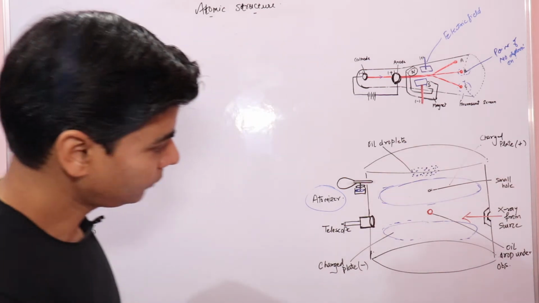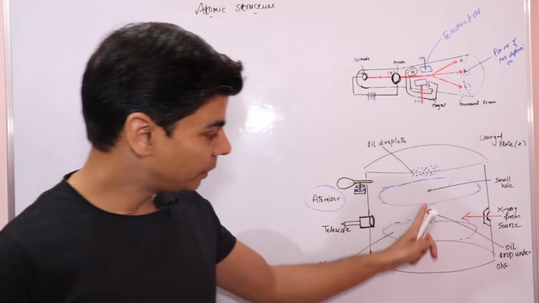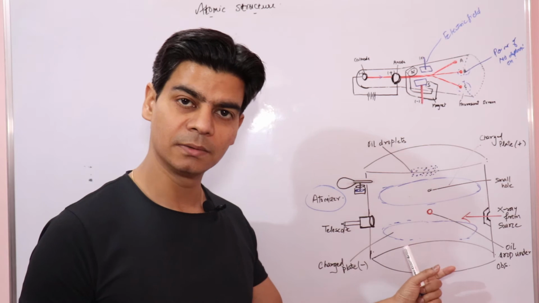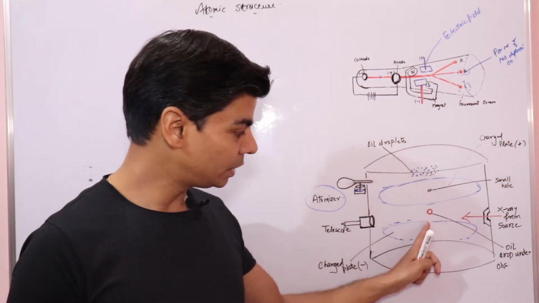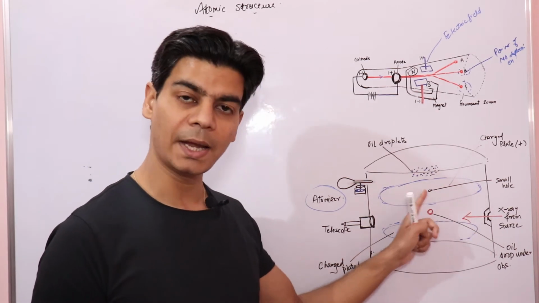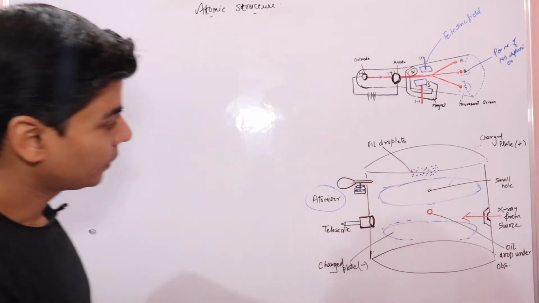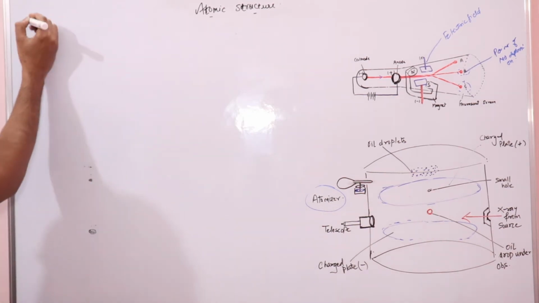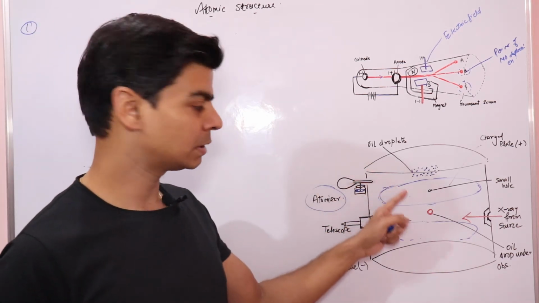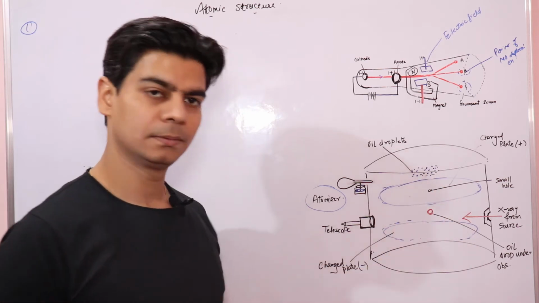So we'll consider two scenarios: the movement of the oil droplets under the effect of gravity alone, and the movement of the oil droplet under the effect of the electric field and the gravitational pull. First, oil droplets would be produced by this atomizer, and this oil droplet would fall freely under gravity.